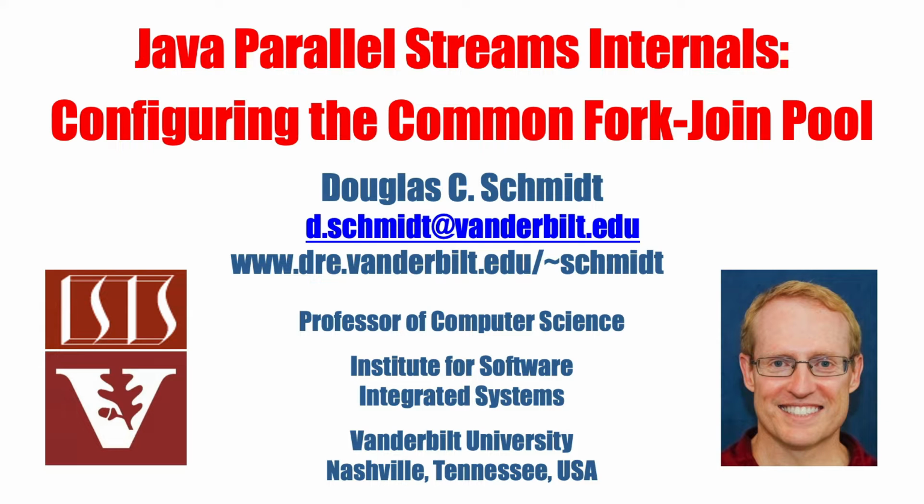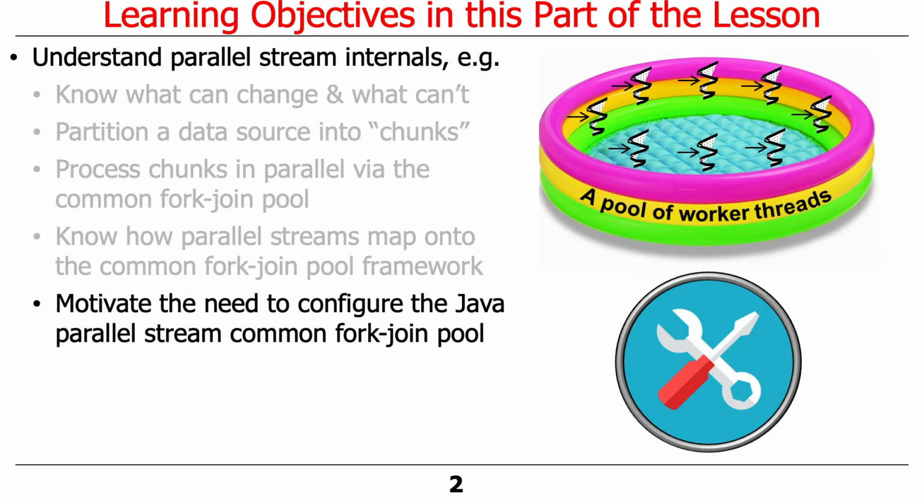So we're going to continue our discussion of Java parallel streams internals, starting out by discussing how to configure the common fork join pool. Some of this will be a little bit of review from things that we've covered earlier when we talked about the fork join pool at the beginning of class, but I want to give a little bit of a spin related to parallel streams, and you'll see that there's quite a bit of overlap here.